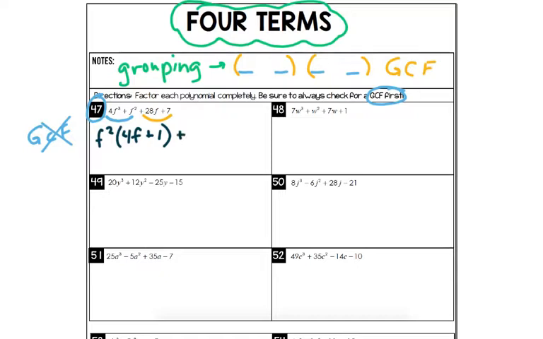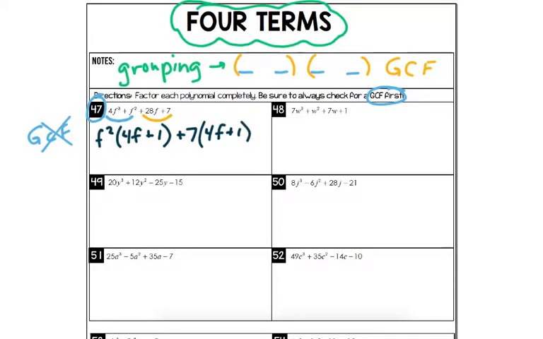Okay, what can I factor out of both of those terms? No f's, right? But definitely a 7. I can see a 7 goes into both of them. Okay, leftovers. From the first one, you factor it out and you get a 4f. And when you factor a 7 from a 7, you get plus 1.